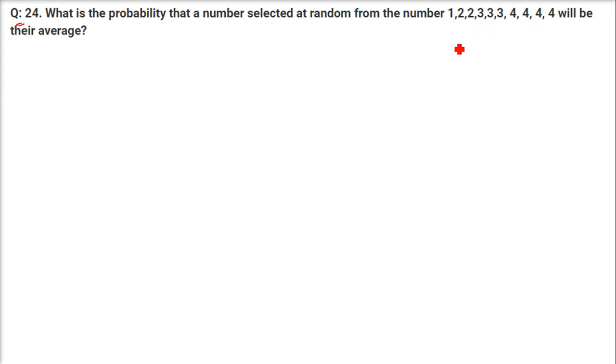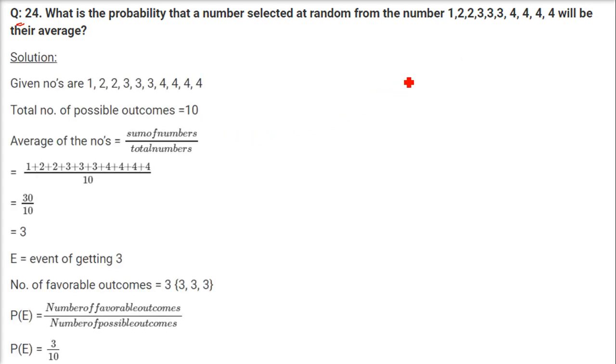First of all, we need to find out the average. So just add all of them and divide by the count of the numbers. How many numbers are there? If you count them, these are 10 numbers. So just total them, add them and divide by the total numbers. That is, sum of numbers divided by total number.